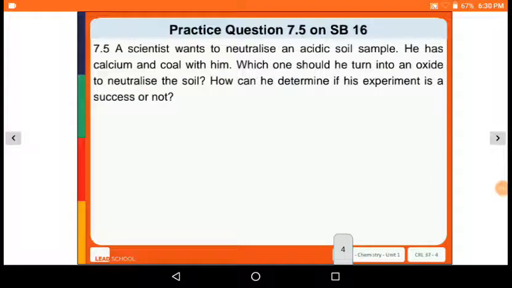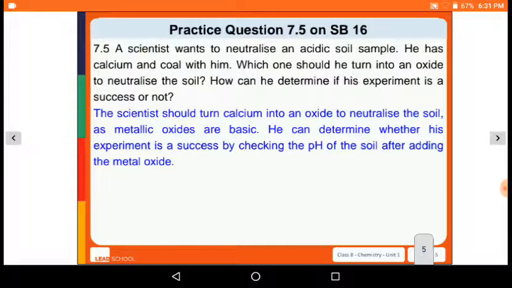Then next question, practice question number 7.5 in your supplementary book, page number 60. A scientist wants to neutralize an acidic soil sample. He has calcium and coal with him. Which one should he turn into oxide to neutralize the soil? How can he determine if his experiment is a success or not?